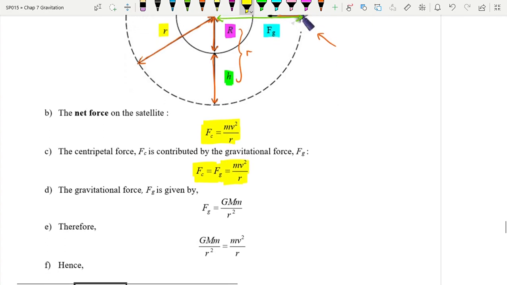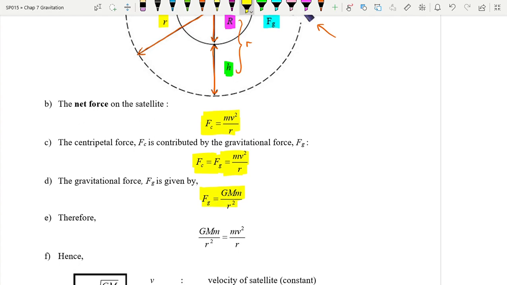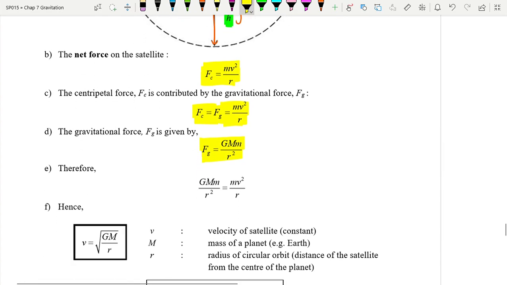Kemudian kita keluarkan balik formula Fg dalam Newton's Law of Gravitation, which is equals to GMm over r square. Kita equatekan these two forces. Fg equals to Fc. Dapatlah formula ini. GMm over r square dan mv square over r. So kat sini kena highlightkan apa capital M, mass of the planet. Apa small m, mass of the satellite. Apa v, velocity of the satellite.